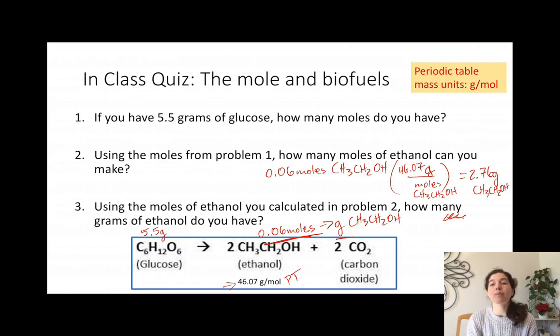And you'll notice that those numbers are very different. You can't just double grams. It's not going to work. 5.5 turns into 2.76. This is why we have to use moles. We just can't convert those values to each other.